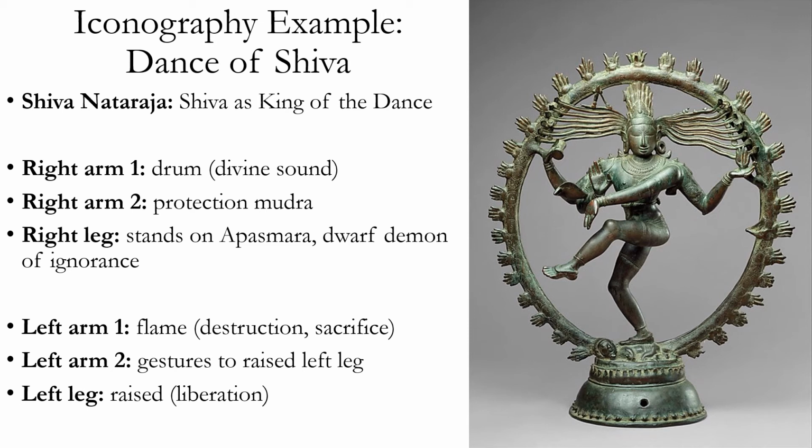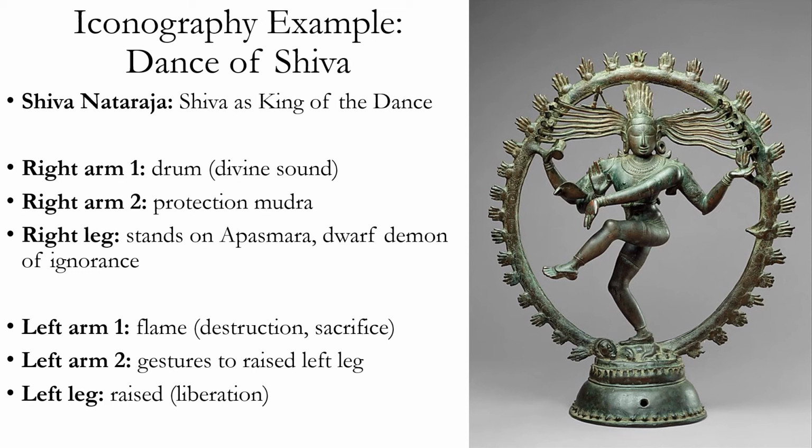The right leg of Shiva is standing on Apasmara, who's a dwarf demon that symbolizes ignorance and delusion. So this is Shiva trampling on ignorance. The first left arm of Shiva holds a flame, and that once again symbolizes the destruction of the universe presided over by Shiva, and specifically the destruction of the mortal aspect of the universe, the part that's not godlike and eternal. So that's the part that you shouldn't be attached to anyway.